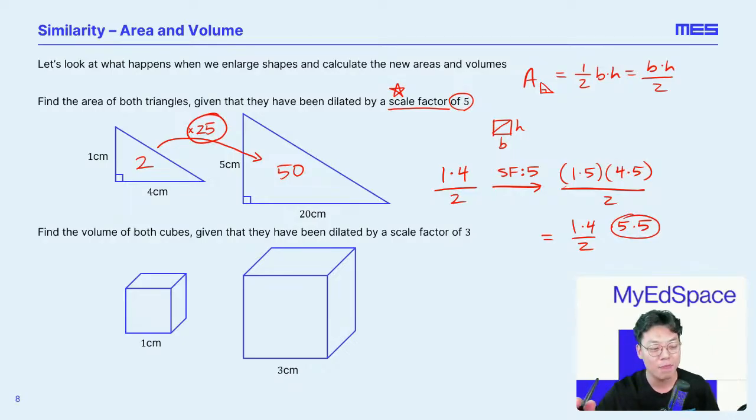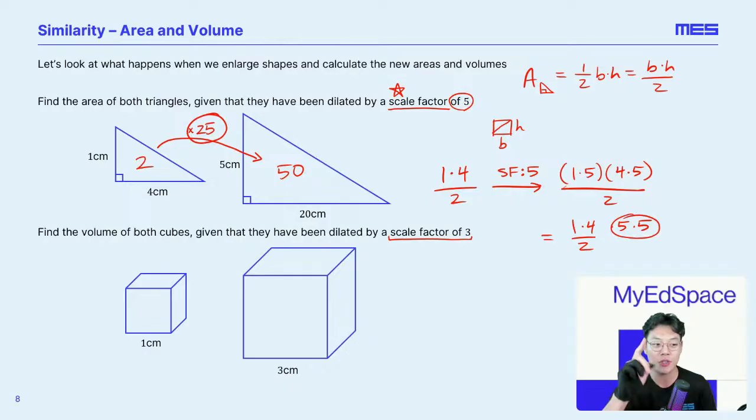And why does this work? This works because area is two-dimensional. So if a one-dimensional length has a scale factor of 5 from one figure to the next, a two-dimensional figure should have that scale factor squared. 5 squared, right? So now let's take it to 3 dimensions. Let's take it to the next dimension. Find the volume of both cubes, given that they have been dilated by a scale factor of 3.